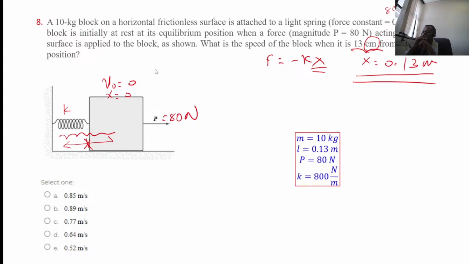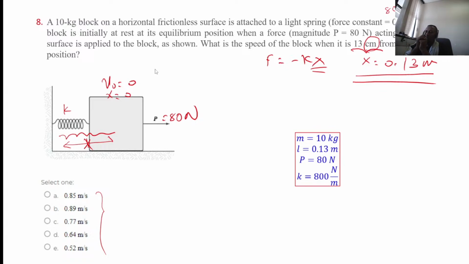Now the question is, when this thing is stretched by a distance of 0.13 meter, what is the velocity? There is a multiple choice down here. I don't look into it at this stage. What should I use? I should remember that it's work-energy conservation.